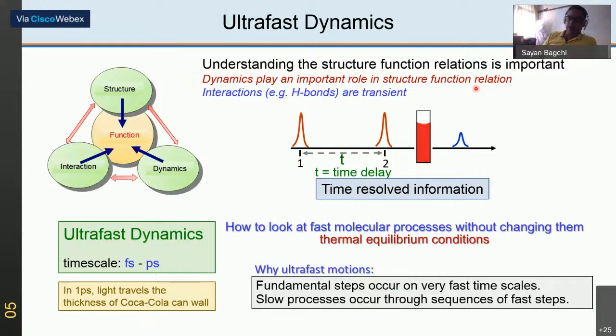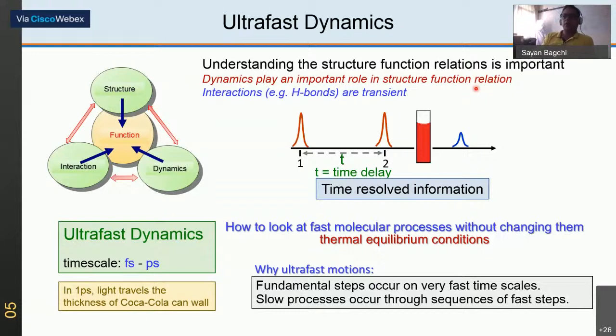So the question that might arise is, why are we interested in those fast processes? First of all, IR is a ground electronic state phenomenon. On Earth, most of the processes that happen, maybe in our body or somewhere else, are always in the ground electronic state. So what we want to know is how to look at these fast molecular processes without changing or exciting them, that means under thermal equilibrium conditions.